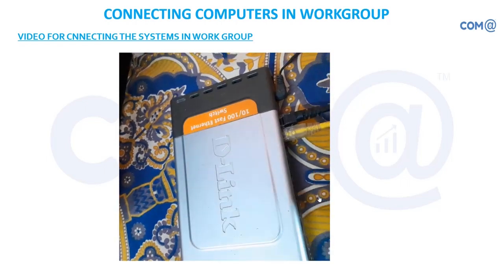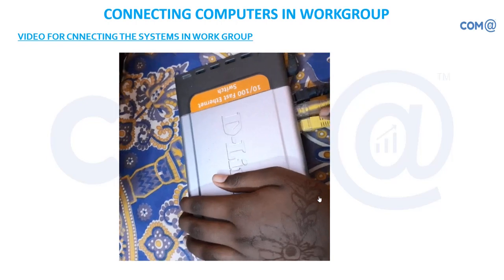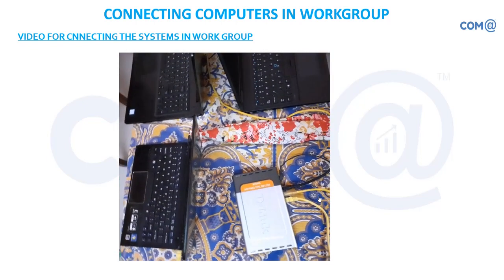In the case of a domain network, that will be totally different, but a workgroup is so simple to set up. That's it. So all the computers are connected together now, and it is ready for communicating between the systems. Now what you have to do, you'll have to assign an IP address to the computers.